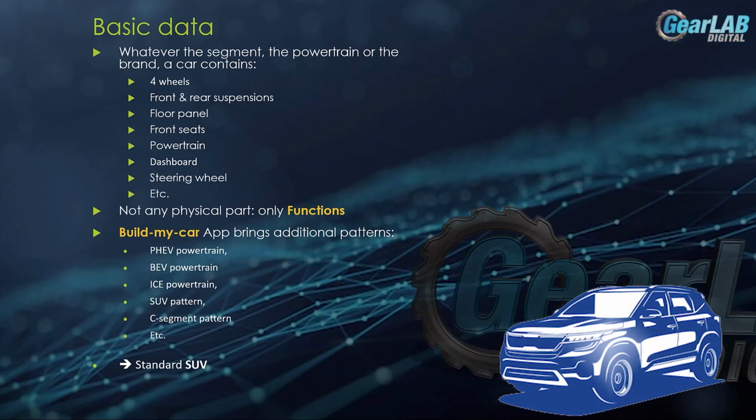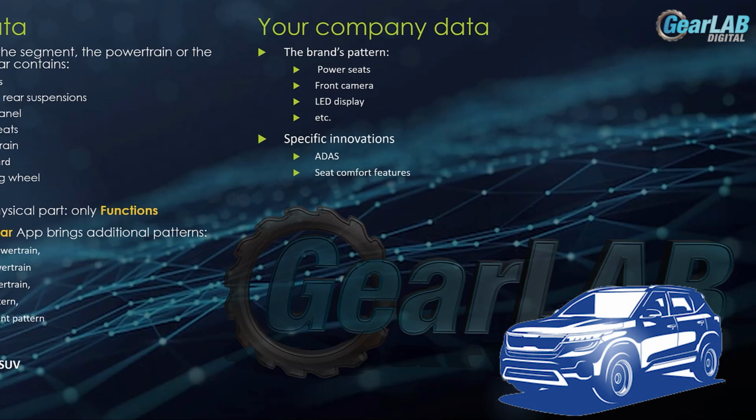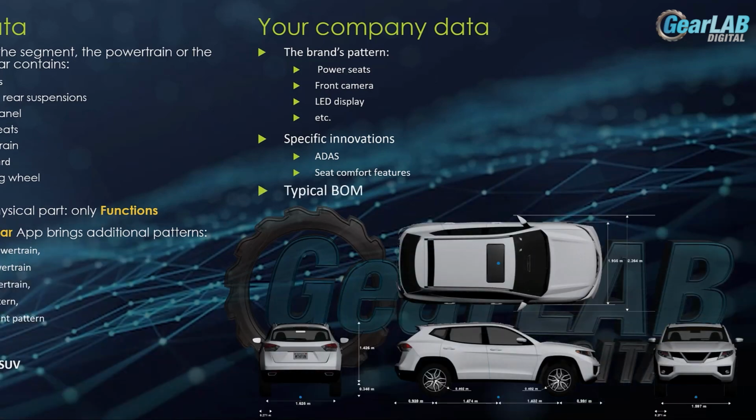But that's not all. This is a generic SUV yet, not the one specific to your company. The brand for which this SUV is meant to belong has its own specific pattern of functions, like power seats, front camera, LED display, etc. So add these patterns to your SUV project to bring them in. Then finish your SUV function creation by adding your specific innovations like ADAS and seat comfort features. And we're done for this step. We have a typical bill of materials, BOM, for our car project, with minimum data and maximum result.